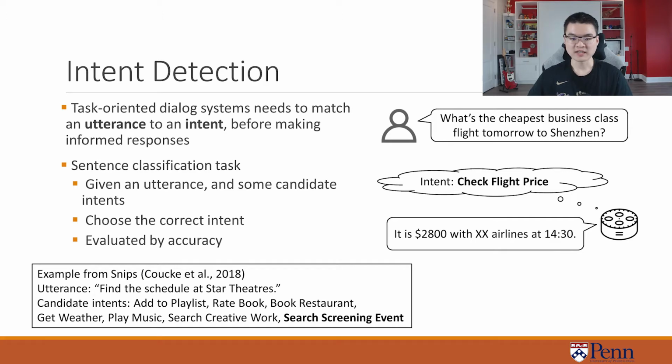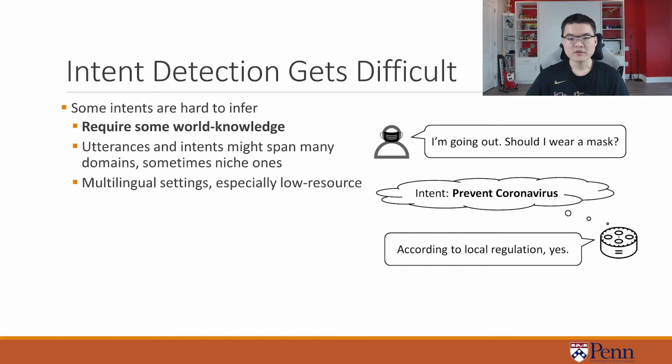In research settings, intent detection is formalized as a sentence classification task. In some cases, there are lexical overlaps you can utilize. In the example on the bottom here, you can see that the word theater has a very close connotation to a screening event. So you might imagine that intent detection is not a very difficult task. However, things are not always so easy in real life. In fact, intent detection can get quite difficult.